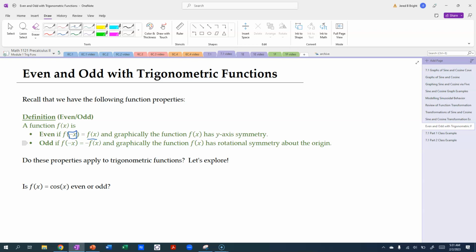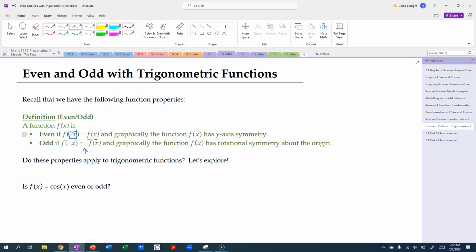And graphically, what we would see is that there would be y-axis symmetry. So we fold along the y-axis and we get this mirror image. On the other hand, if a function is odd, we would say that when we evaluate f of minus x and carry that through, all the signs change, meaning that we have a negative that we can factor out in front of the entire function. So same thing, just all the signs switched.